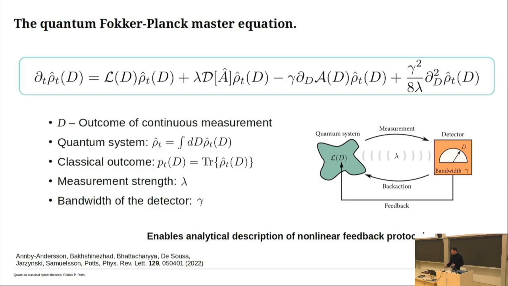Right. All the other terms, they involve the detector. And they have two important parameters that we need for this theory. One is this lambda, which denotes the measurement strength, and it tells us how much information we get from our continuous measurement. Now, if we get information in a measurement, there's always also some back action, so we have some sort of collapse of the wave function, and this is described by this second term on the right-hand side. The other parameter of the detector is the bandwidth, gamma, and this tells us how fast our detector will react to changes in the system.